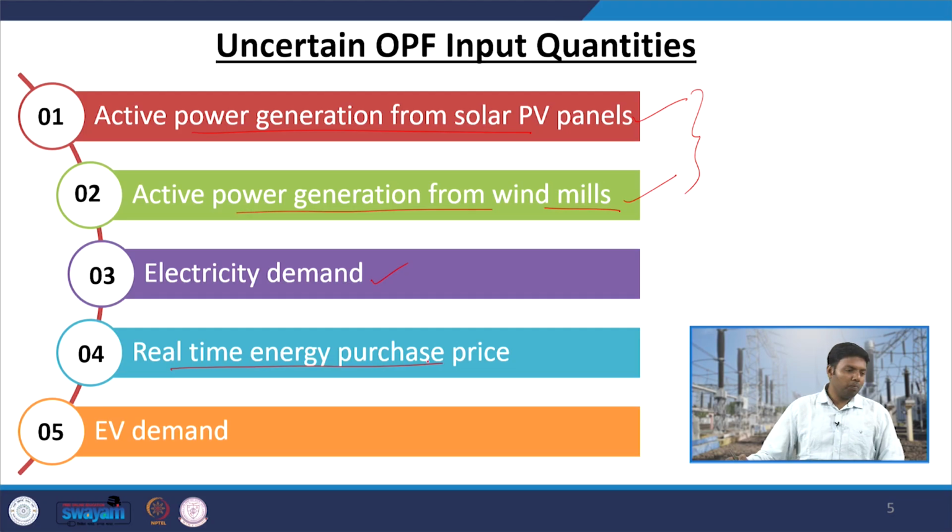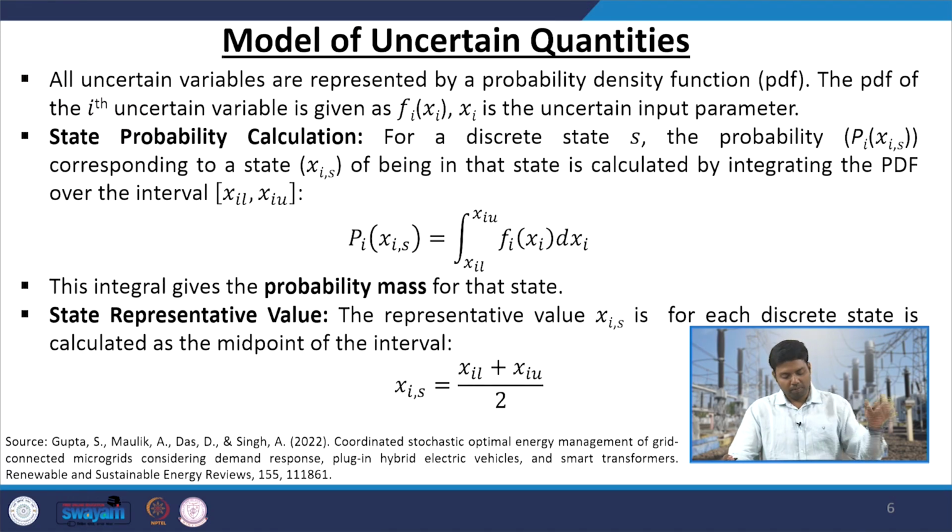Energy purchase price, because you do not know what the energy purchase price will be for tomorrow. You can guess it obviously, but that forecasted data is not 100% accurate. And your electric vehicle demand, that means how much electric vehicle penetration is going to come into your distribution network, or how much demand is coming in the next days, you cannot predict properly with a 100% confidence level. So, these are the uncertain input quantities for your OPF problem.